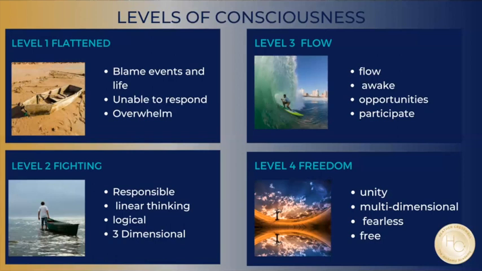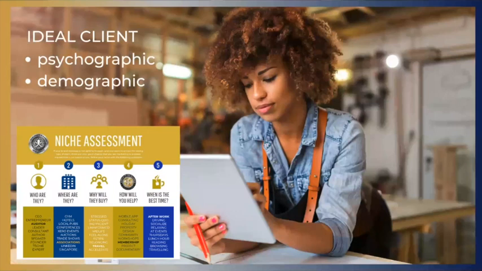And so this is just a little model to help us to move from feeling flattened. When you want to move from flattened to fighting, you have to give up blame. When you want to move from fighting to flow, you have to give up control. And when you want to move from flow to freedom, you have to give up feeling an individual, and experience yourself as part of. So I hope that helps you.